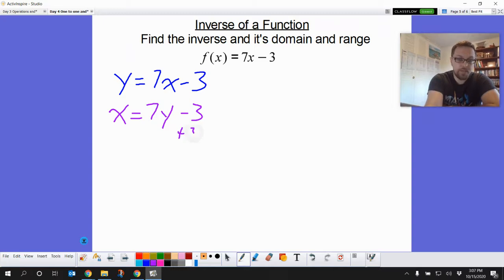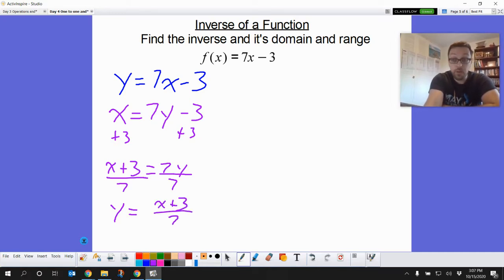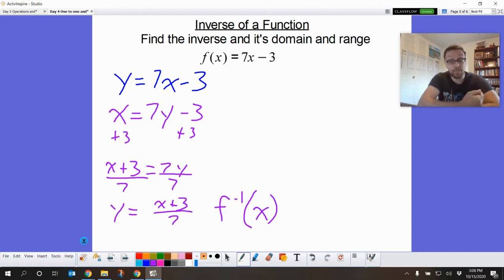I'm going to add a 3 to both sides. So I get x plus 3 equals 7y, divide by 7. All right, so now I've got y equals x plus 3 over 7. So now I can write my inverse in a nice way. We write it like this, f with a little -1 next to it. That's how we know that this new function that I've made is related to the original one, that they are inverses of each other. And this is our inverse symbol.